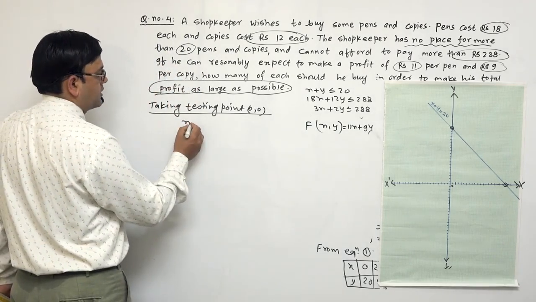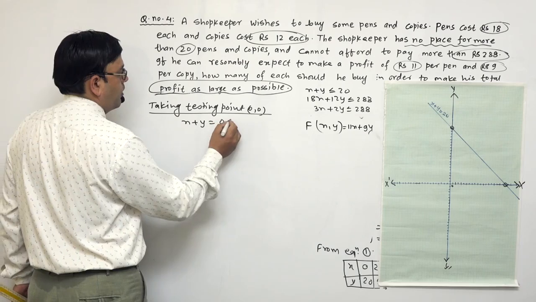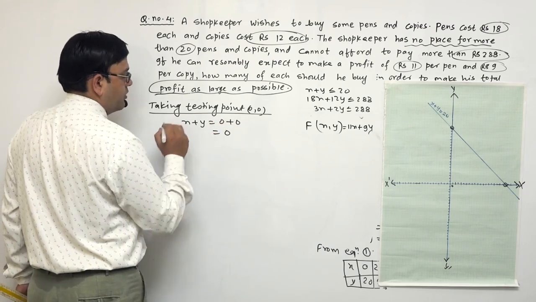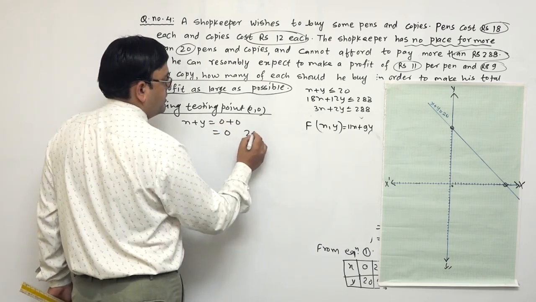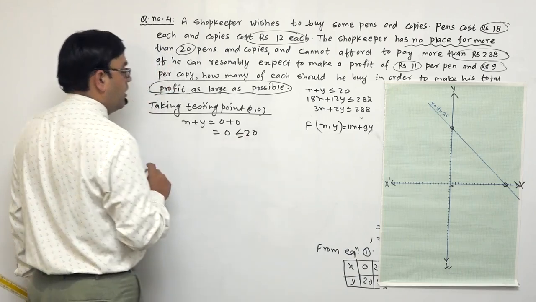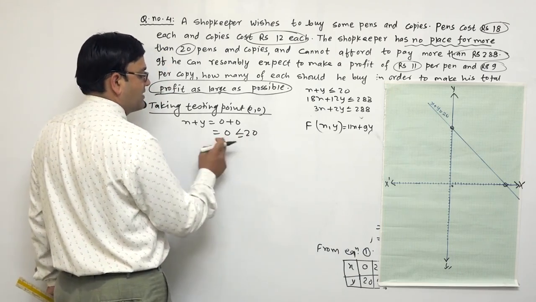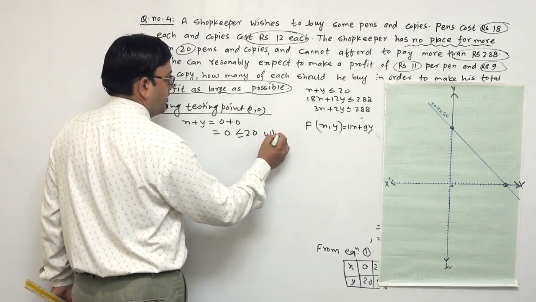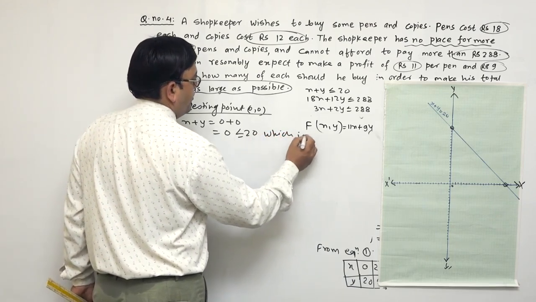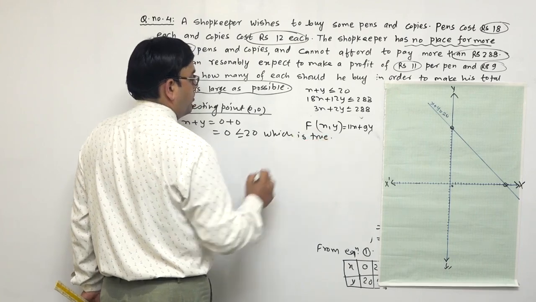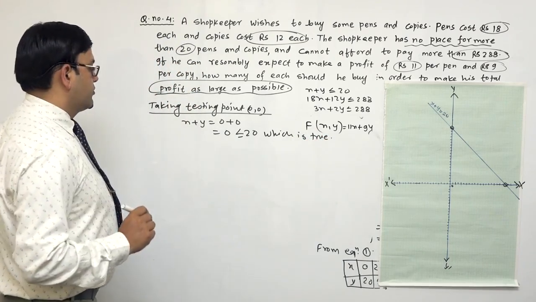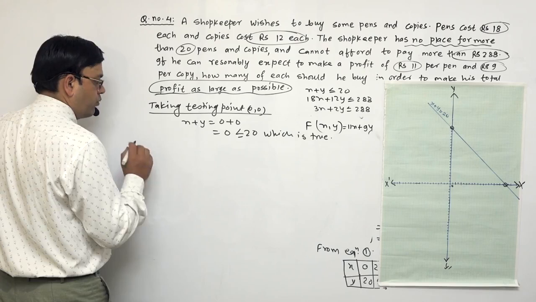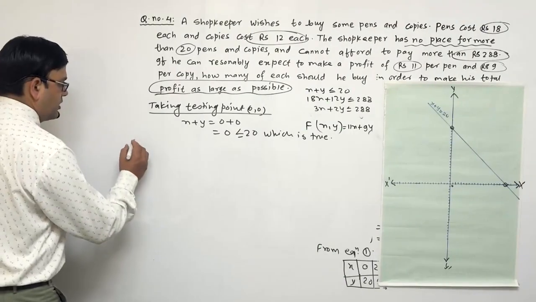That one is x plus y is equal to 0 plus 0 is equal to 0, and we have here 20, which is less or equal to. So 0 is less or equal to 20. This one is true. So we can write, which is true. So if this one is true, we can write the solution set.